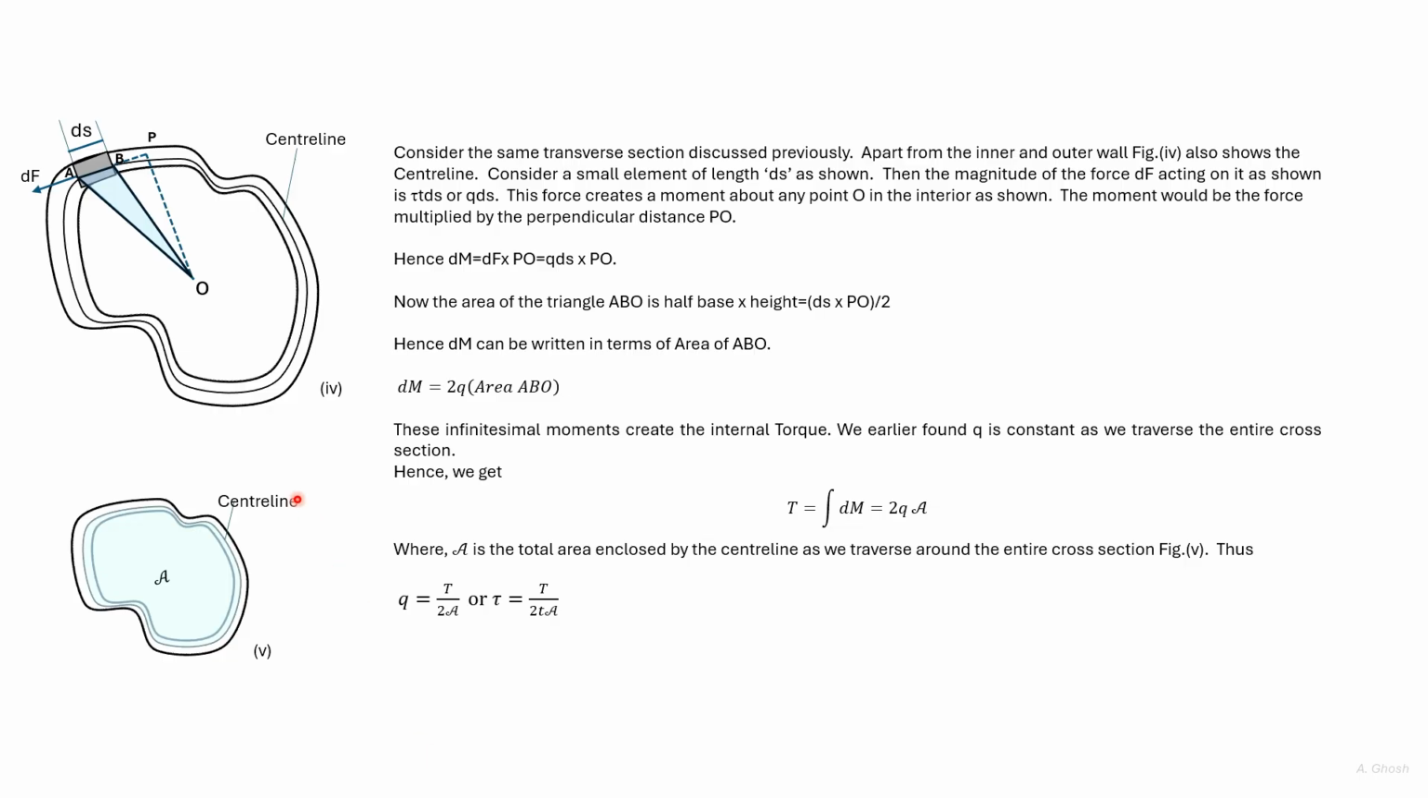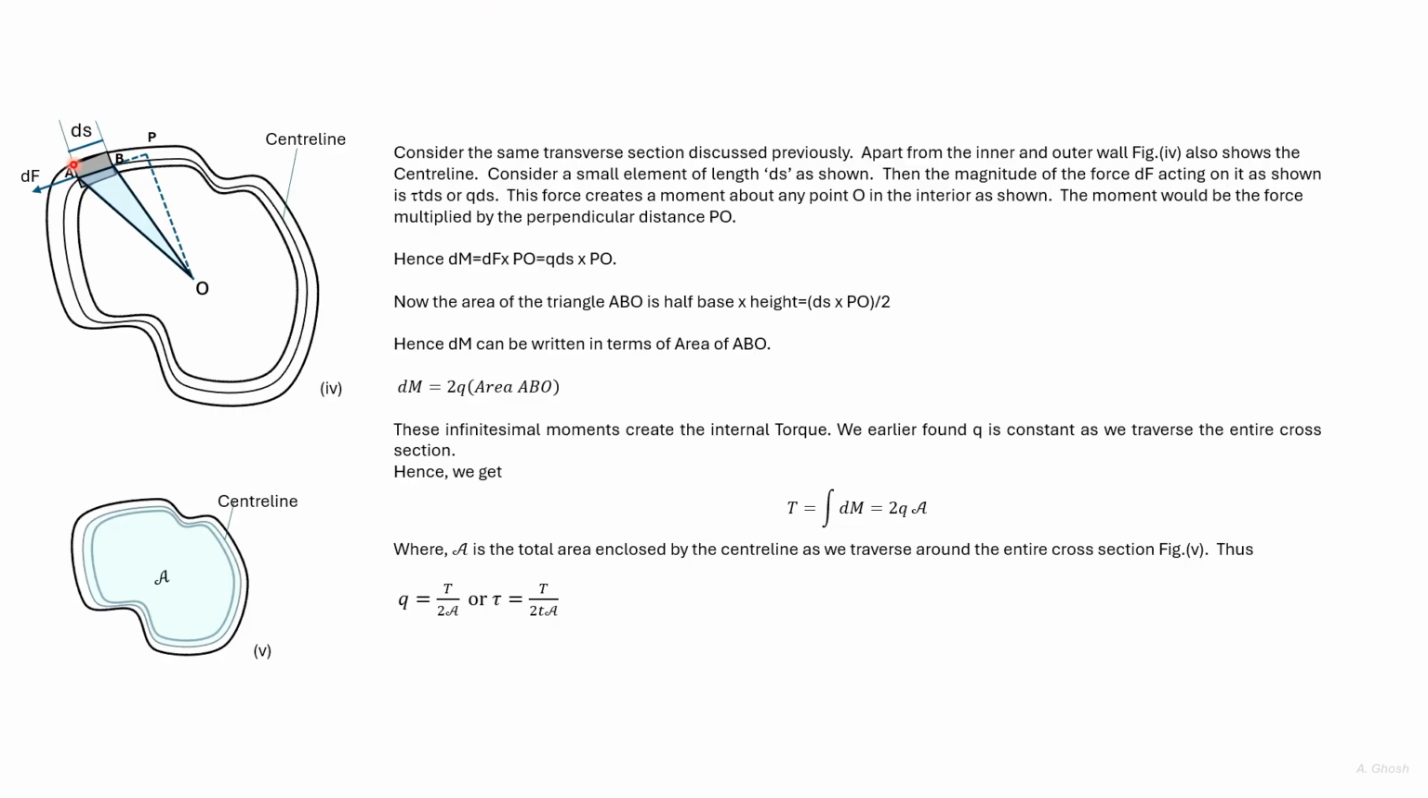This diagram shows the cross-section area perpendicular to the axis of a thin-walled hollow member subjected to torque. We earlier discussed such a cross-section, and we found out that the shear flow along the cross-section will be the same. Let us consider this as the outer wall and this as the inner wall. Here we have also drawn the center line of the cross-section.